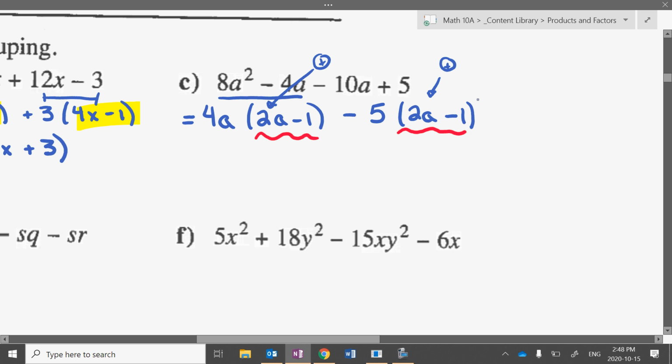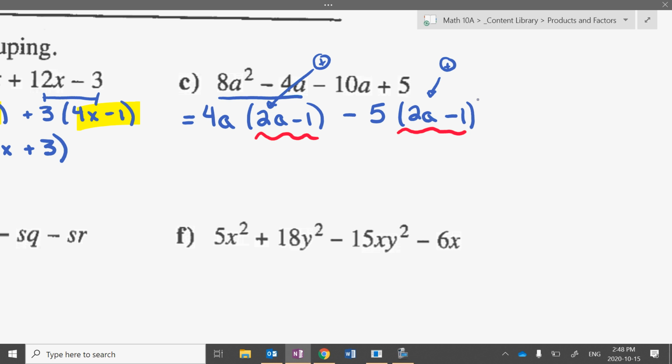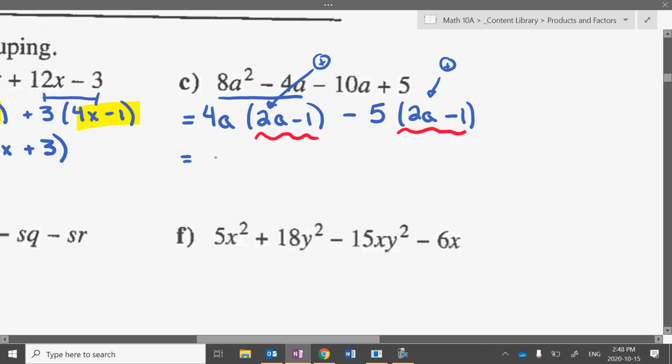When I multiply back in my negative 5, it brings me back to the original, right? That's your check. But you have to make sure they match up. So now I can factor out 2a minus 1 from both parts, and I get 4a minus 5.